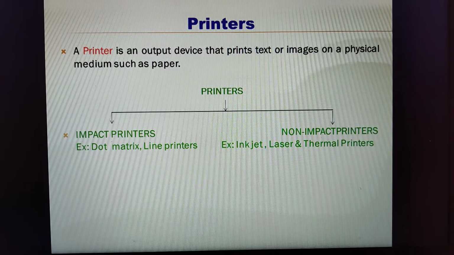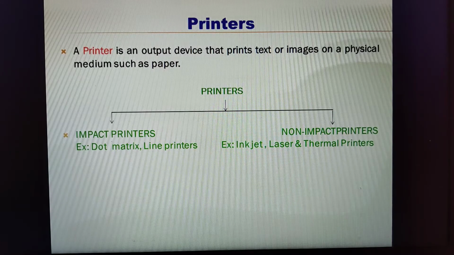Impact printers print by striking the device against the ink ribbon. They use metal pins known as the print head. The print head will strike an inked ribbon that has been placed between the print head and the paper. So these metal pins make contact with the paper in order to produce the text or the images. So these impact printers produce an image or text by a striking mechanism.